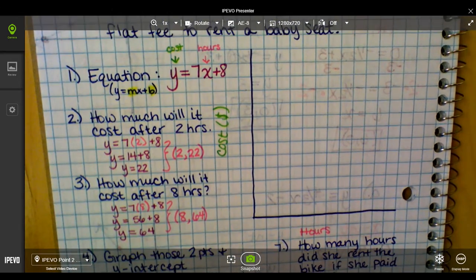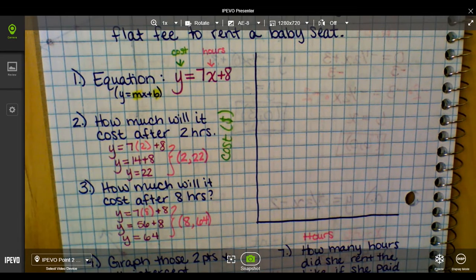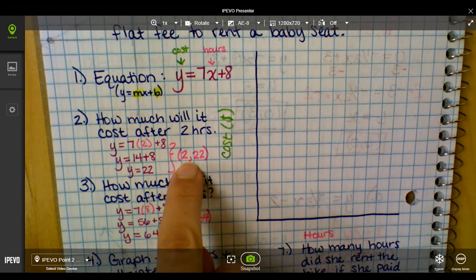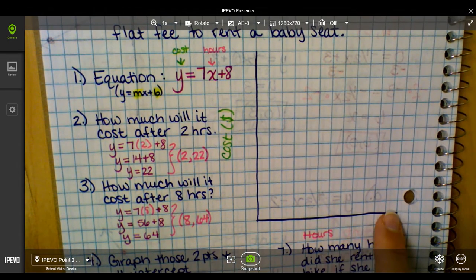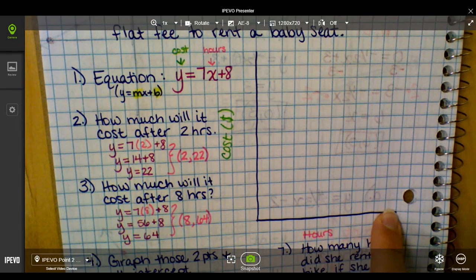So now when you are doing your study guide and when you're doing your quiz, if I'm going to plot these 2 points, you have to make sure that I have enough space to actually plot those points.